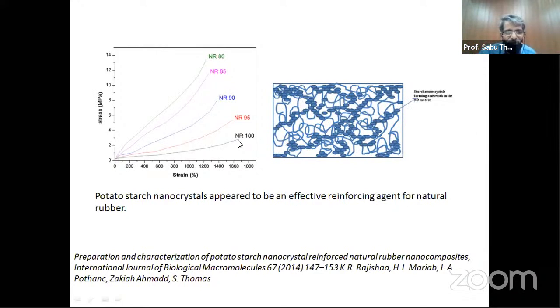This is neat natural rubber. This is natural rubber with 20% of nanocrystals of starch. The strength of 2 or 2.5 MPa became almost 14, 14.5. So we made very strong natural rubber composite by putting nanocrystals from waste potato. Extracted nanocrystals from waste. We also did similar thing with tapioca.